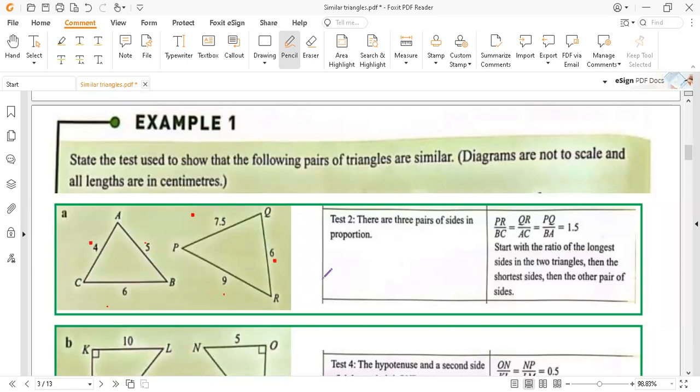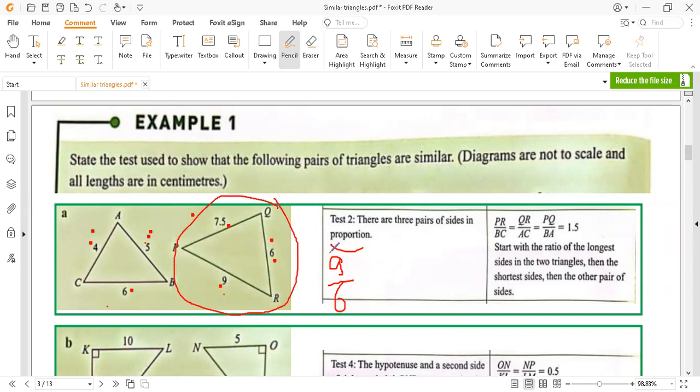What do we mean? Normally we have the longest side, the shortest side, which is 4, and the middle, which is 5. It is easy to compare the longest with the longest, the shortest with the shortest, and the middle with the middle. How? By proportion, so ratio. Like we say 9/6. We verify 9/6, the longest over the longest from the other triangle.